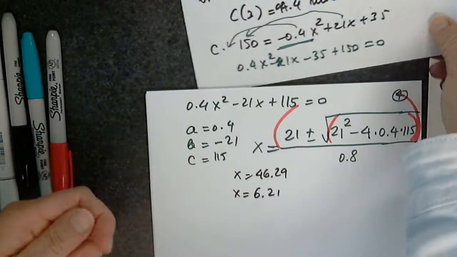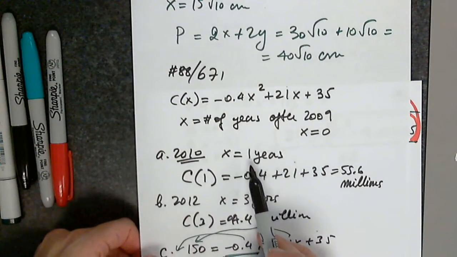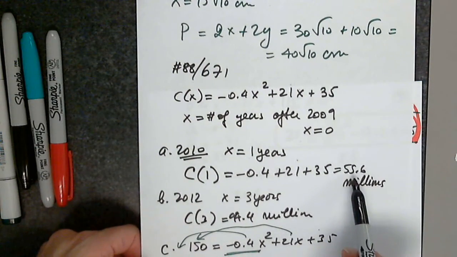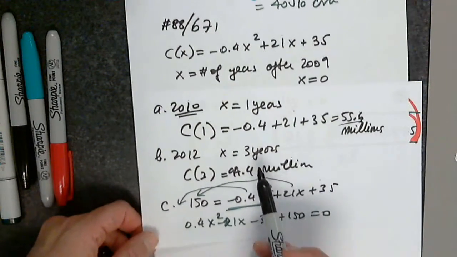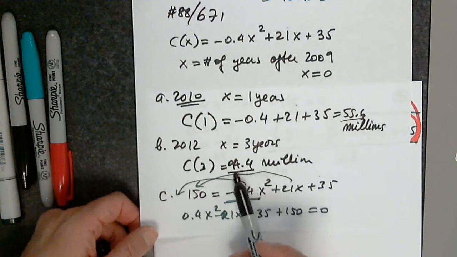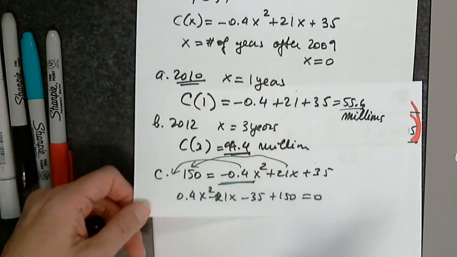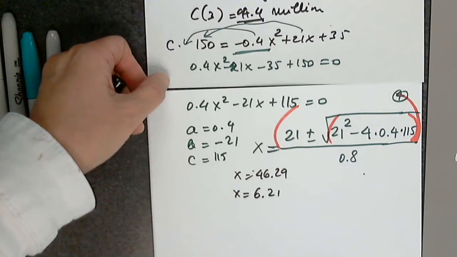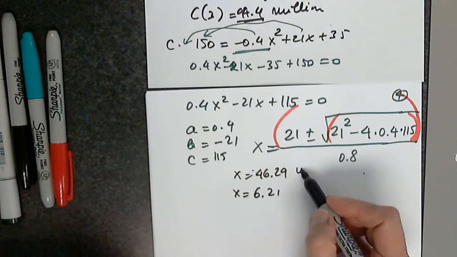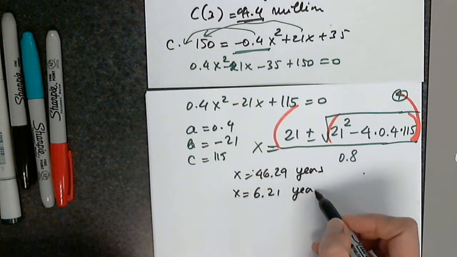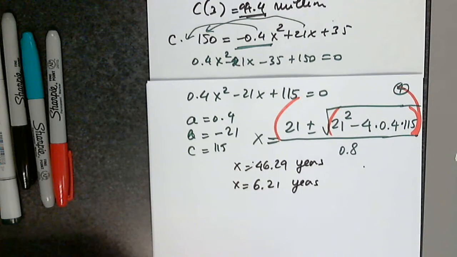Okay, so now let's go back to our problem and make a decision. So we know that in 1 year, we get 55.6 million. In 3 years, we get 94.4 million. Okay? And now, these are years. In 6 years, 0.21, somewhere between the 6th year and the 7th year, we get what?